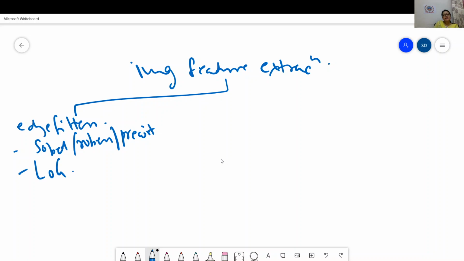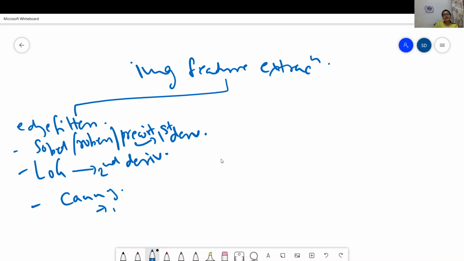Now the Laplacian filter uses the second derivative. So they are based on the gradient concept. All the previous ones use the first derivative, but Laplacian uses the second derivative concept. Then we saw the Canny edge detector. It gives better results compared to the previous two because of its multiple stages. It does the noise removal and then applies the other steps. So that we saw in the previous lectures.